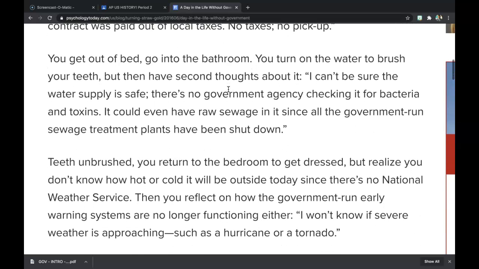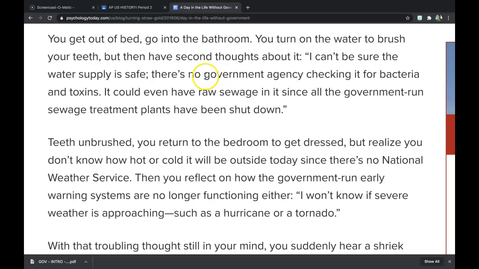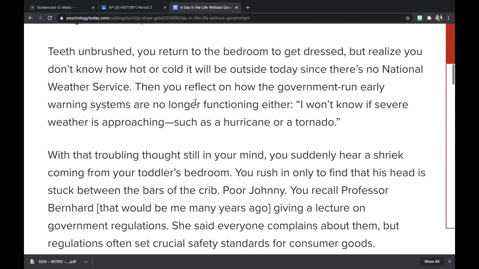You get out of bed, you go to the bathroom, you turn on the water to brush your teeth, but then have second thoughts about it. I can't be sure the water supply here is safe. There's no government agency checking it for bacteria and toxins. It could even have raw sewage in it since all the government-run sewage treatment plants have been shut down.